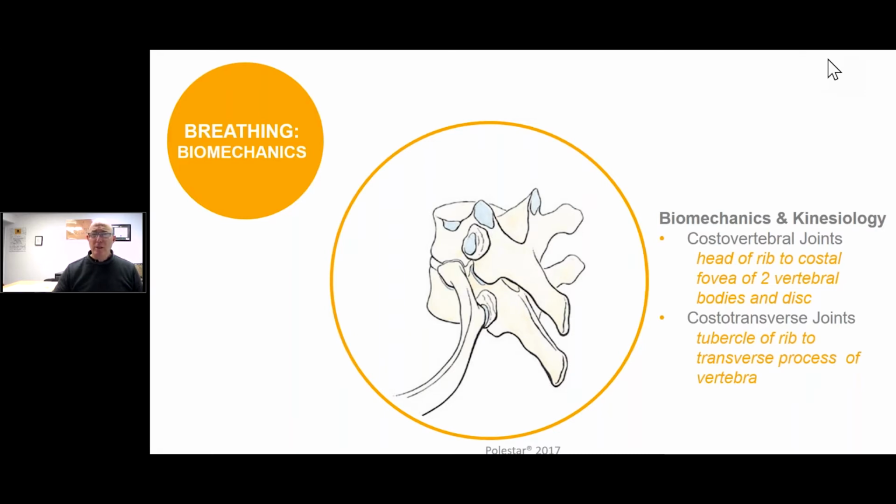Now the second rule ties into what's going on in the transverse joint, the costal transverse joint down here on the transverse process. And this is a little more complex rule that a lot of people have a challenge with, and that's what I was hoping to talk about and share with you today.